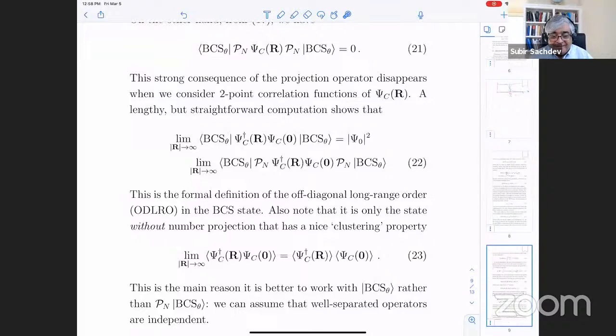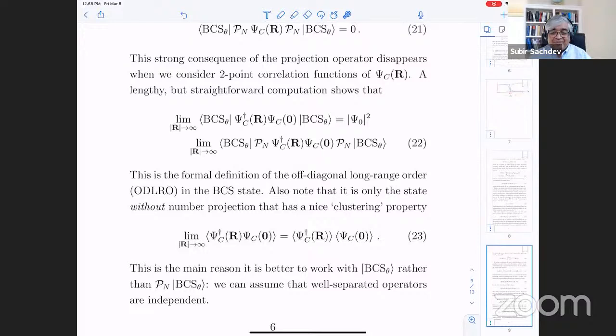So in that sense, actually the BCS wave function is better because it satisfies clustering and really you shouldn't lose any sleep about the projection. In fact, it's probably better if it's not there because you get a better behaved wave function. Just like in a ferromagnet, you don't lose any sleep about the fact that all spin directions are equivalent and you can't, how do you pick a direction?